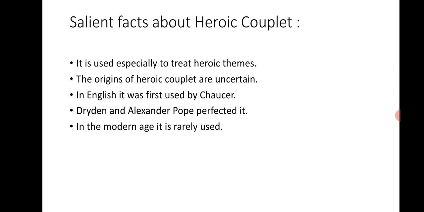But in the modern age, what is the use of heroic couplet? In the modern age of modernity that revolts against established traditions, heroic couplet is rarely used in modern poetry.